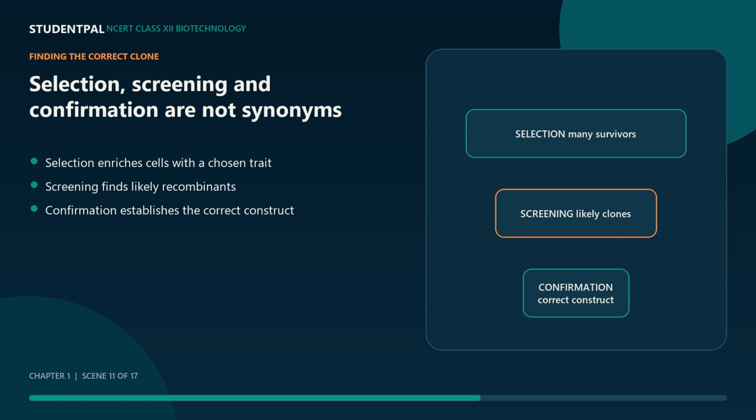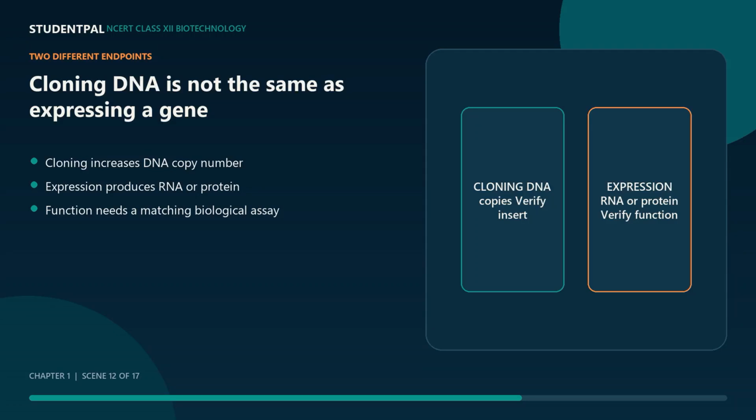If you remember only one exam distinction from this lesson, remember this 3-level evidence ladder. Gene cloning means producing many copies of a DNA sequence by maintaining a recombinant molecule in a host.